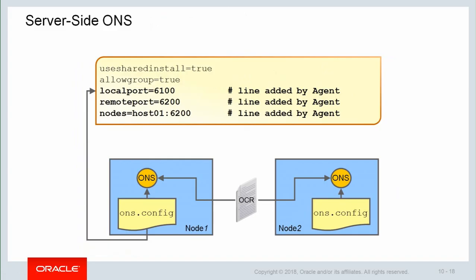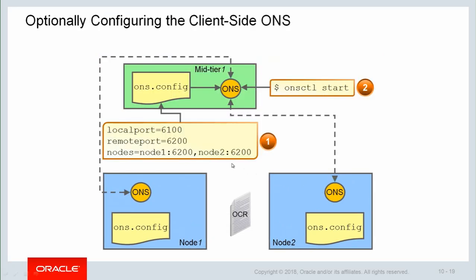And also, in order to notify the application, we configure ONS, Oracle Notification Service. So through the ONS port, messages can be transferred. In this case, we have a local port 6100 and remote port 6200. This is the port that will be used by server-side ONS among the members of a cluster. And also, ONS can communicate with ONS running in the mid-tier environment. So you will also have to configure a local port and remote port, and you will have to start it.